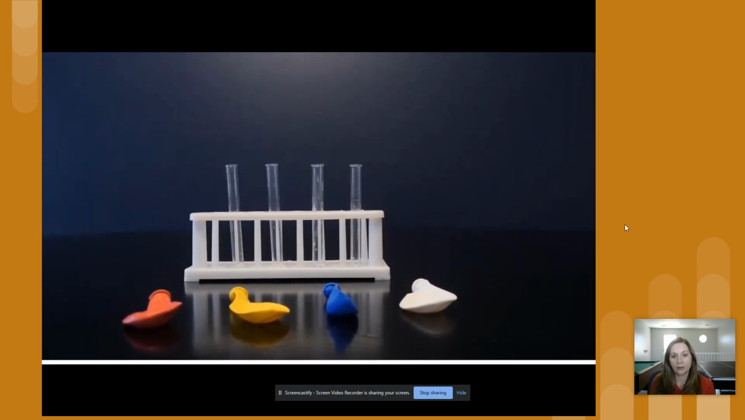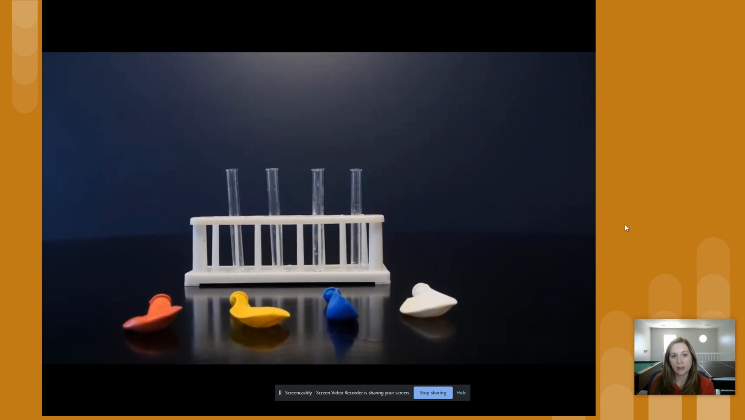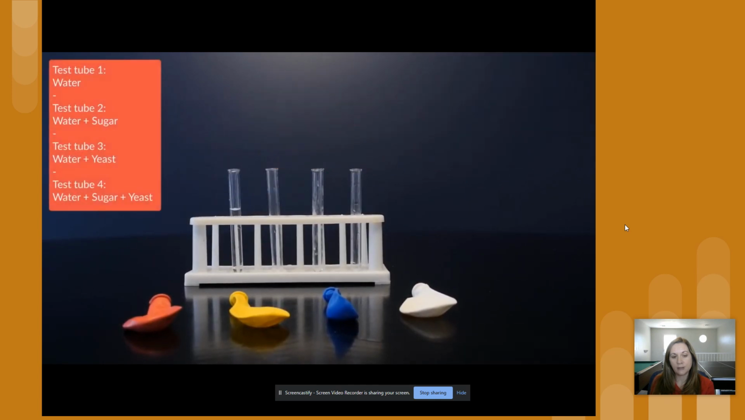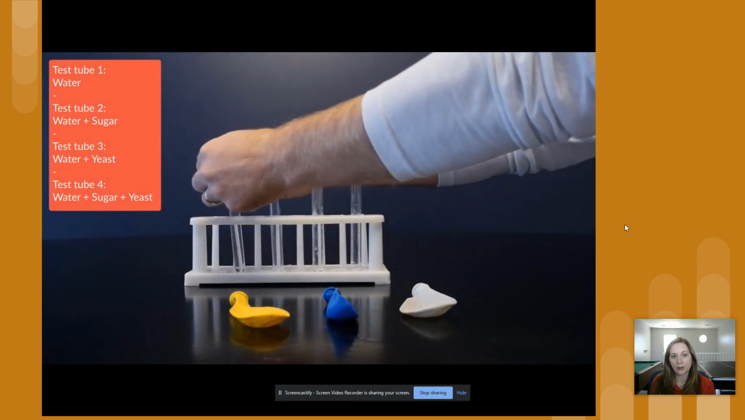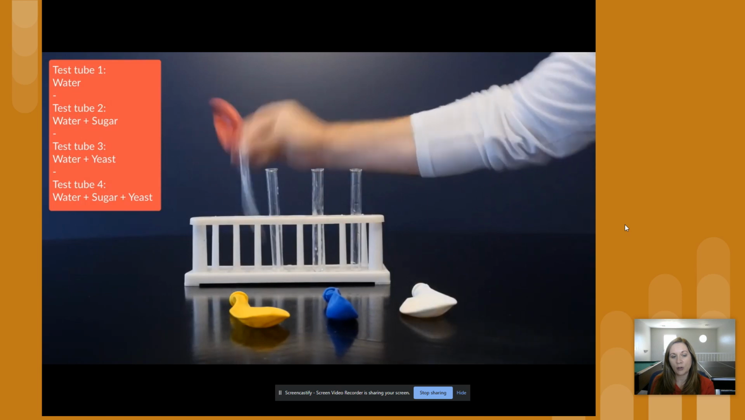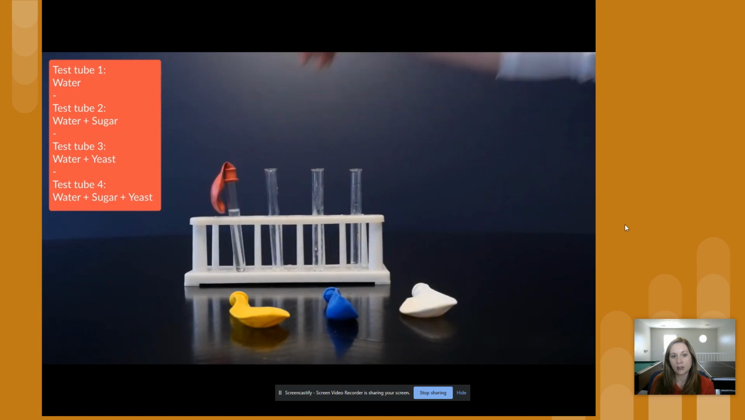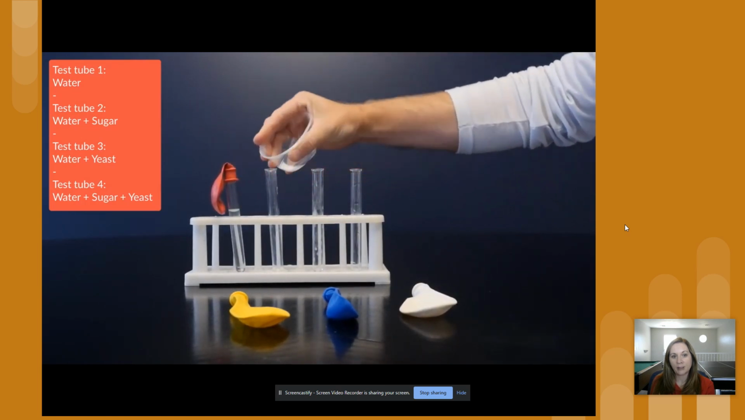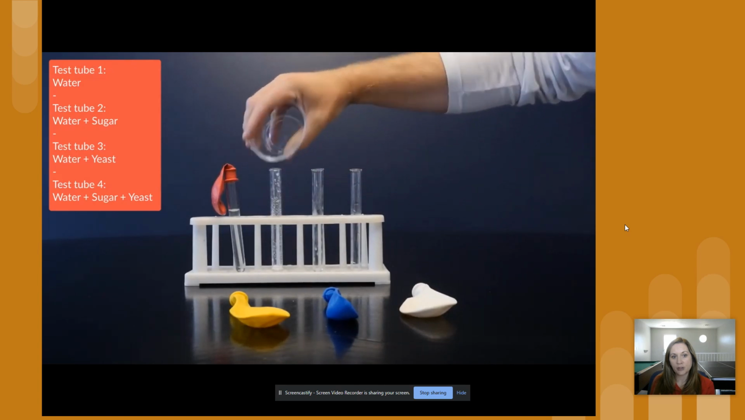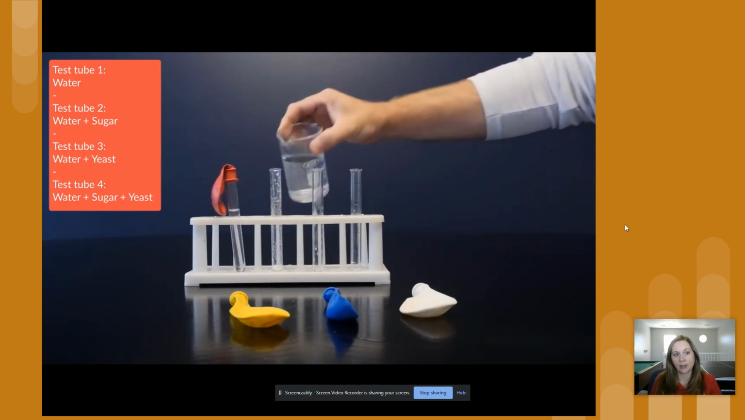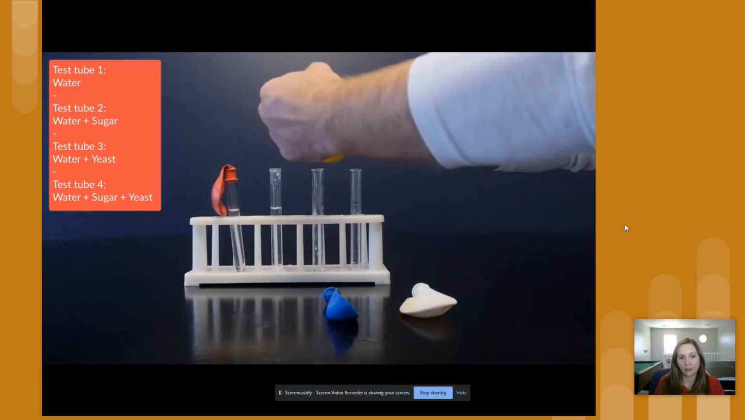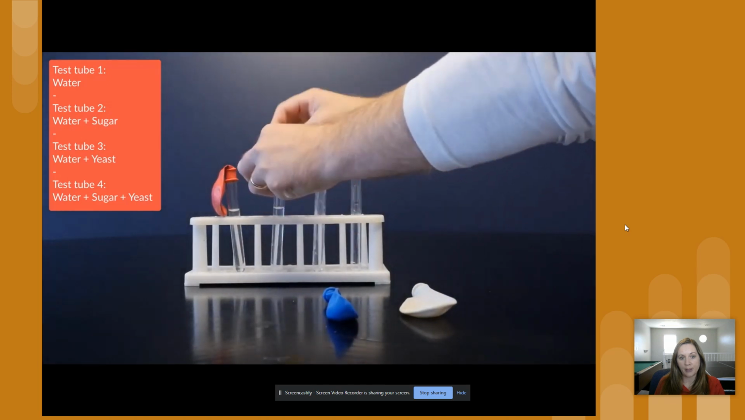Okay, all right, so here is the setup. They're going to use these test tubes. Each test tube is going to get 50 milliliters of water, and they're going to place a balloon. So this is test tube 1. All they put in test tube 1 was plain water, and then they just shook it up. Test tube 2 is getting sugar. That's sugar. And then it's also getting water. And they're going to put the balloon on top and shake it up.